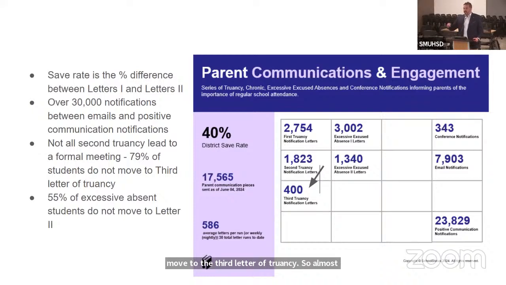So you can see this trend of, okay, 80% are not moving on after you do an intervention like a meeting, a conference about attendance, and then you put interventions in place. 55% of excessive absence students do not move to letter 2. So these are fantastic numbers. This is showing that our attendance interventions are really taking root, and it's kudos to our social workers, to our site admin, the work that they're doing.